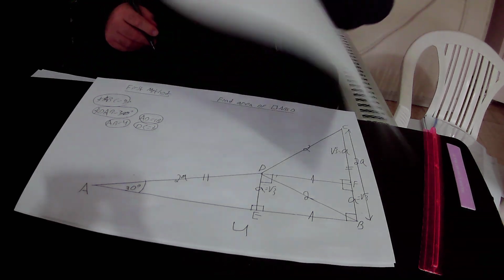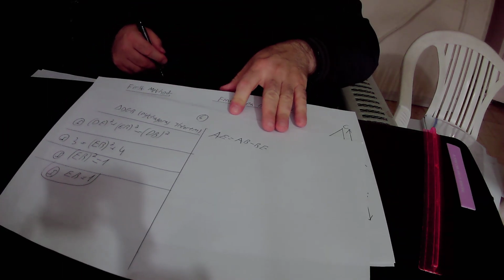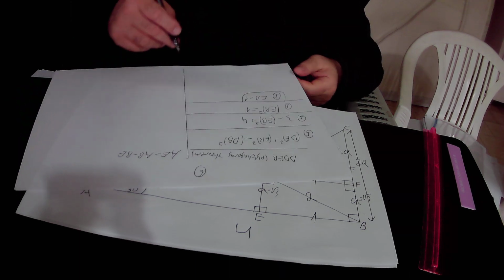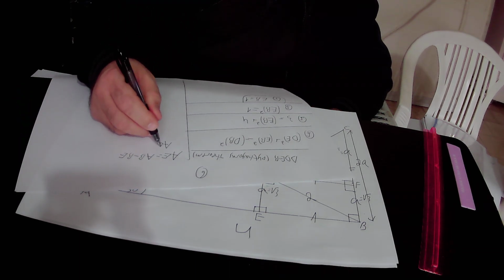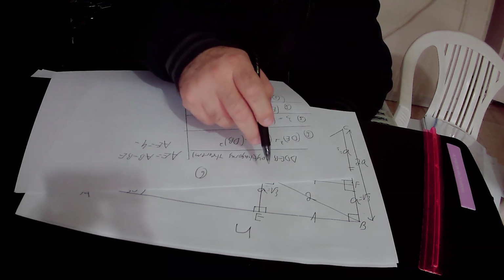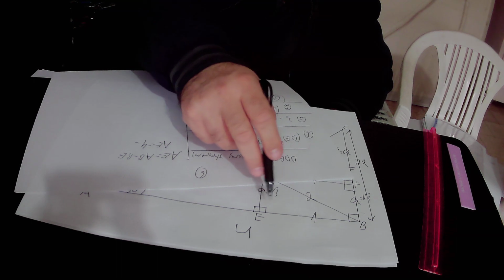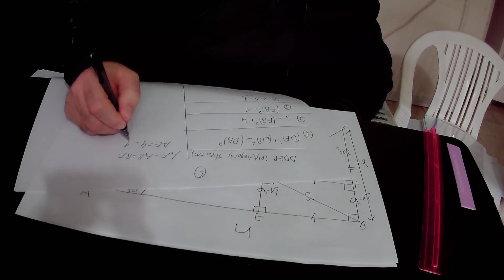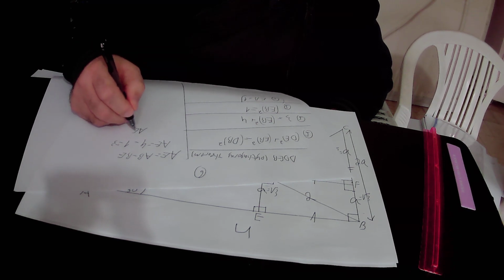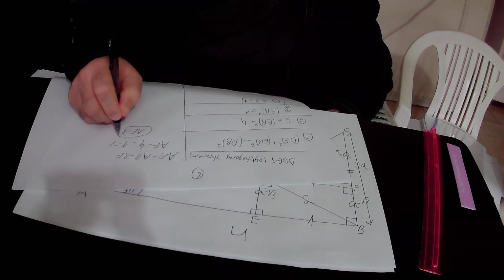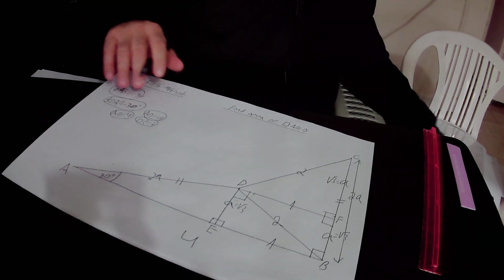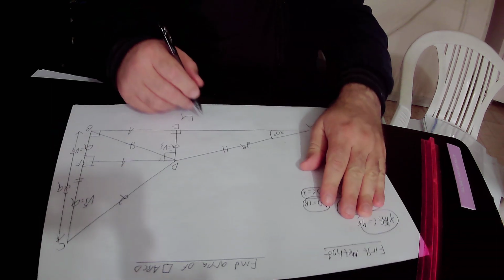Again, AE equals AB minus EB. So AE equals AB, which is 4 units, and we have already found out just now that EB equals 1. So AE equals 4 minus 1, which is 3. So we found out that AE equals 3 units, and we can write here that AE equals 3 units.